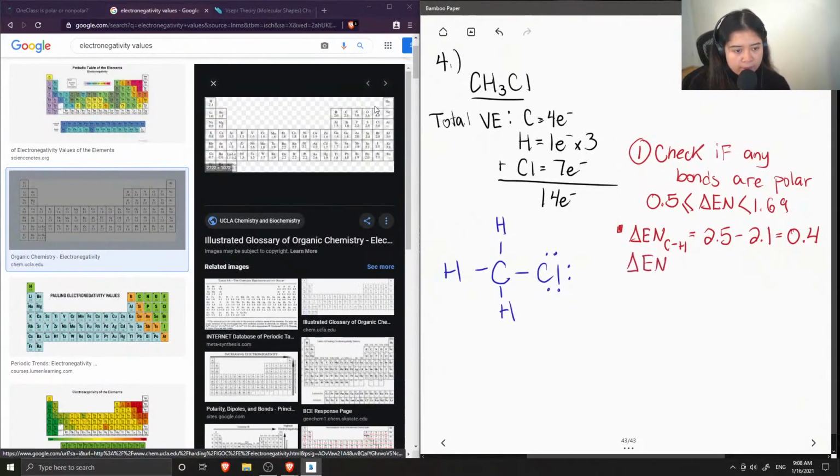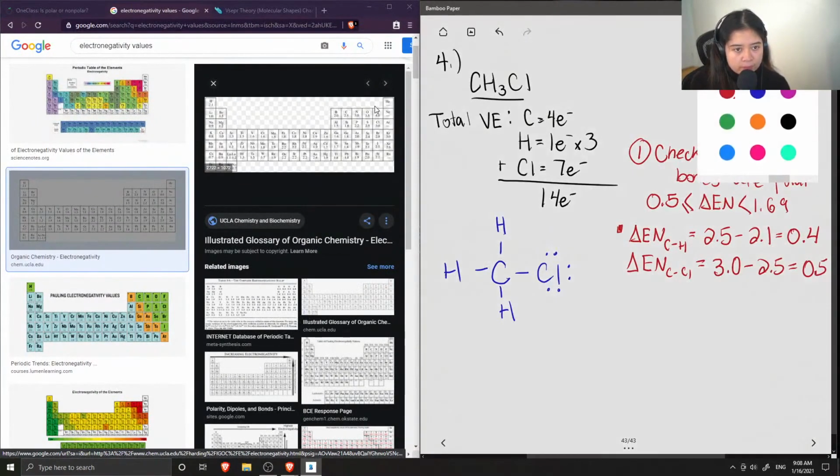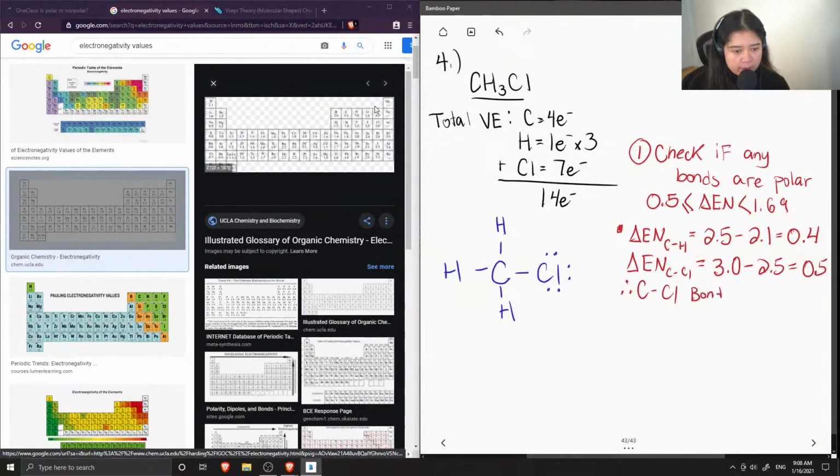But if we looked at the electronegativity difference of carbon and chlorine, chlorine has a value of 3.0 and carbon's is 2.5. So the difference is 0.5. So I can say that the carbon-chlorine bond is polar.